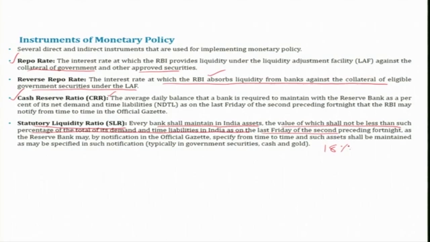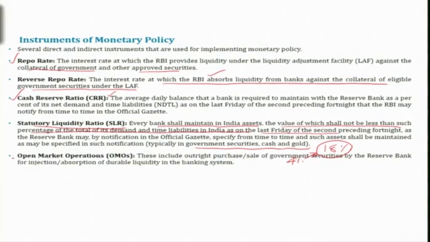So 18% of their total demand and time liabilities should be invested in government securities, cash or gold. This is in addition to cash reserve ratio. Suppose the cash reserve ratio is 4%, that should be kept with the central bank, plus of their total assets another 18%, a minimum of 18%, must be invested in government securities, cash or gold. This is to ensure that banks have sufficient liquidity to meet unforeseen deposit outflow. Also, the objective is to ensure that there is no bank failure or banking crisis.